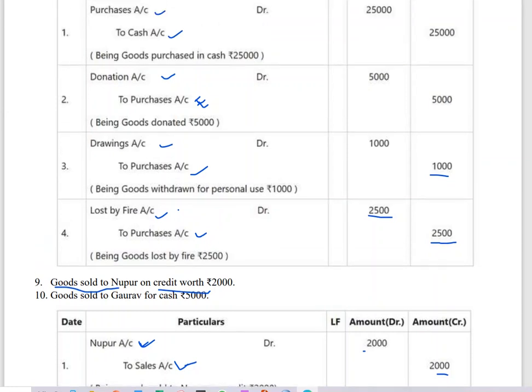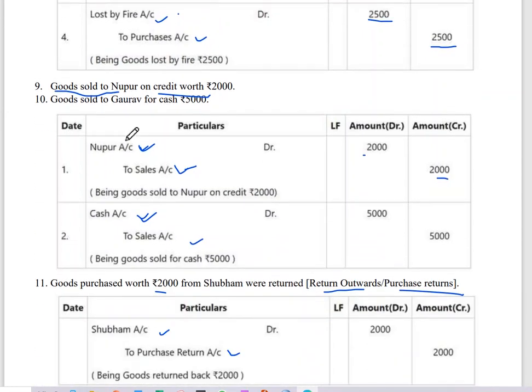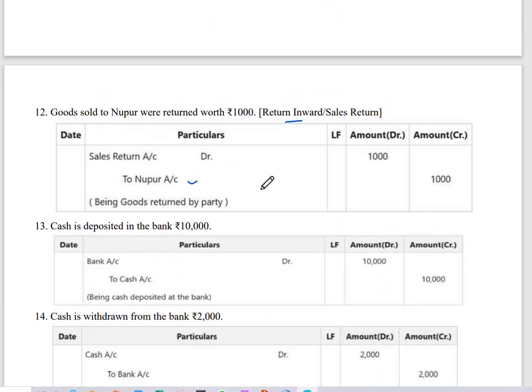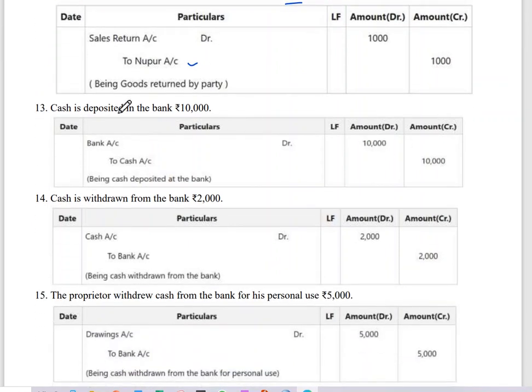In the previous transaction, you can see that Nupur purchased goods from us worth rupees 2000: Nupur account debit to sales account. Now we are creating an entry opposing that: sales return account debit to Nupur account. So goods are returned back to us. Goods are coming to us, so we are debiting that, and in Nupur's account we are crediting that 1000 rupees. Next, cash is deposited in the bank worth rupees 10,000.